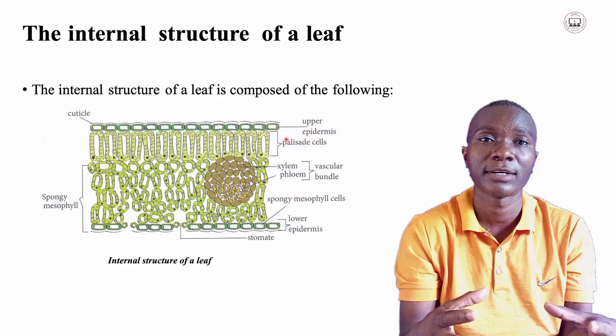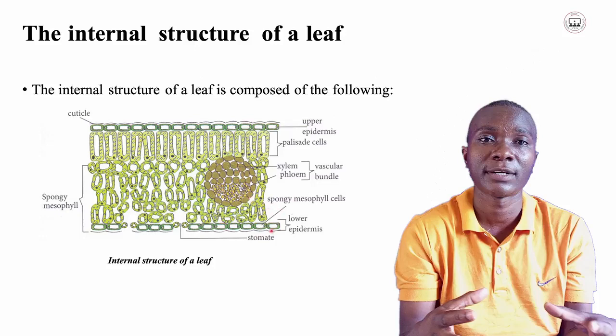Then below the upper epidermis, we have the palisade cells. The whole of this is palisade cells. Then below the palisade cells, we have the spongy mesophyll. The whole of this is spongy mesophyll, but inside the spongy mesophyll we have the vascular bundles. Under the vascular bundles we have two vascular tissues, which are the xylem and the phloem. As you see here, we have the xylem here and the phloem here.